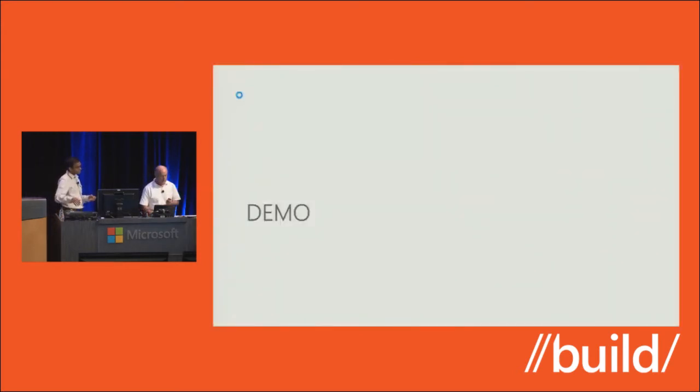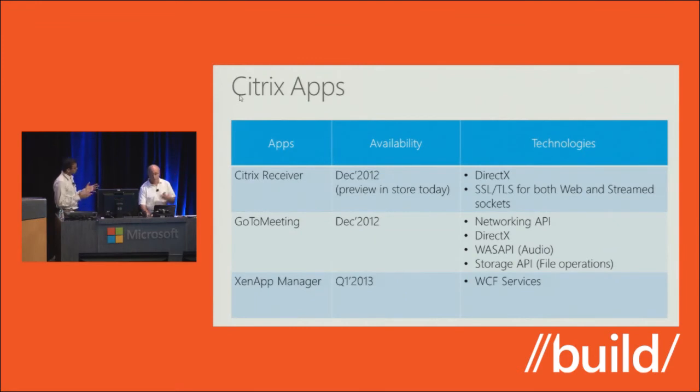Tell us, when are these apps going to be released? They are going to come out very, very soon. Citrix Receiver, we're on the final glide path to getting that out. It'll be out before the end of the year. GoToMeeting, we're targeting the end of the year as well. And the Zen App Manager will be out in Q1. We also have a couple other apps in development that we're not ready to show, but you'll be seeing those very soon as well.